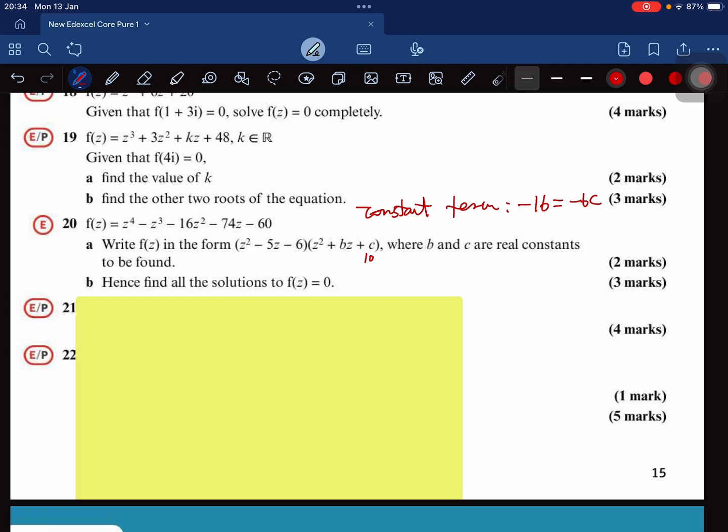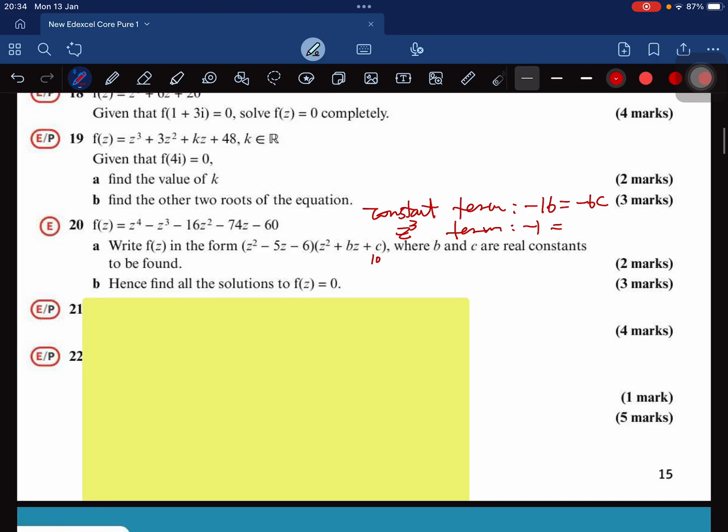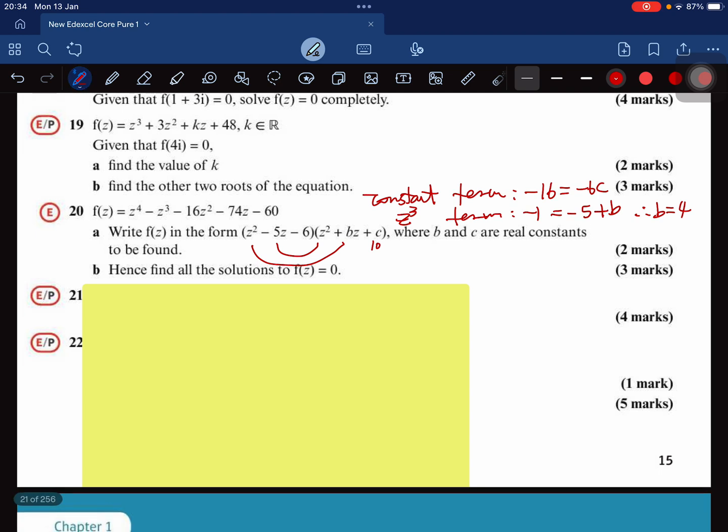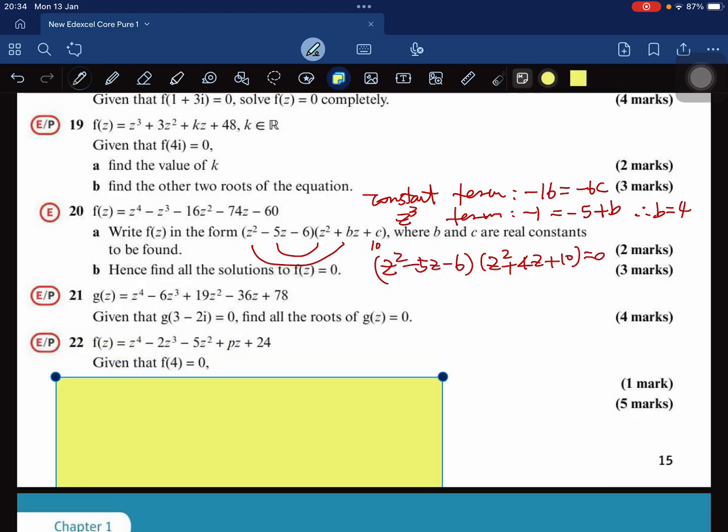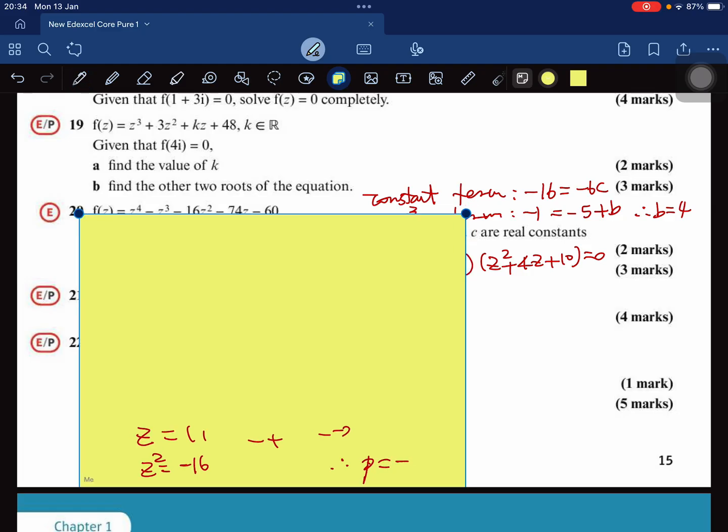And for the z cubed term, the coefficient should be negative 1. And here like this and like this, negative 5 plus b. Therefore, b equals 4. So all the solutions to be found: z squared minus 5z minus 6, and z squared plus 4z plus 10 equals 0. The first one we can factorize, so it's not very difficult to find it.